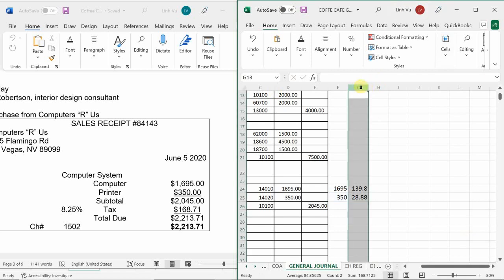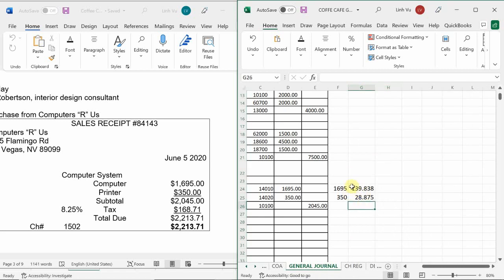So I get 139.80. So I get 13983 and I get 28875. Okay? So let's see, how much am I going to charge? So in this case, it's going to be 139.83.8. So what are you going to do with that 3? Are you going to increase it or decrease it?